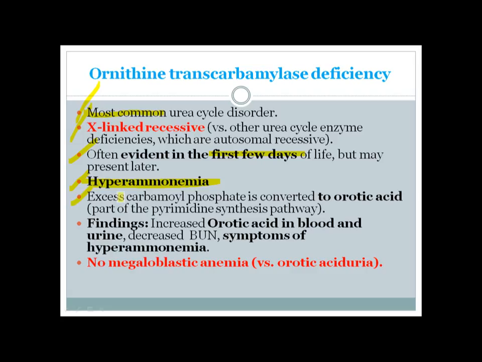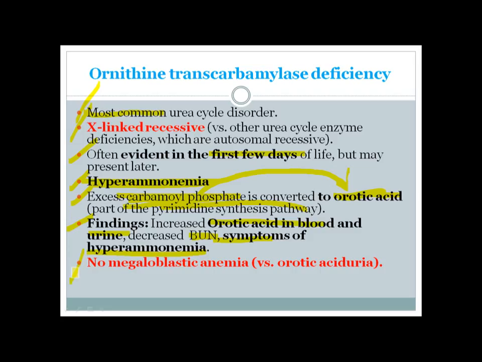And the excess carbamyl phosphate occurs due to decreased synthesis of citrulline from carbamyl phosphate and ornithine. So this carbamyl phosphate now will go to form orotic acid, which is part of the pyrimidine synthesis pathway, and this orotic acid will appear in the urine, causing orotic aciduria. So the findings in the patient with ornithine transcarbamylase deficiency are increased orotic acid in the blood and urine, decreased blood urea nitrogen, and symptoms of hyperammonemia.